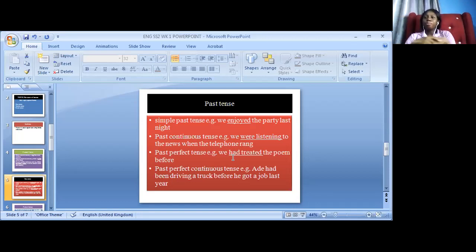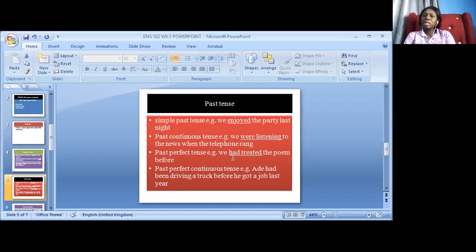Now, probably yesterday, so many events must have taken place yesterday. So when you want to illustrate a particular one of the events to show that this particular event took place, but after that event, so many other actions have taken place, then you make use of your past perfect tense. For example, we had treated the poem before.